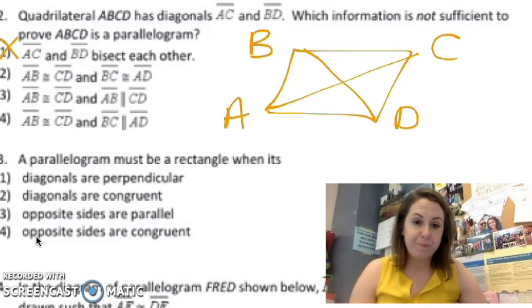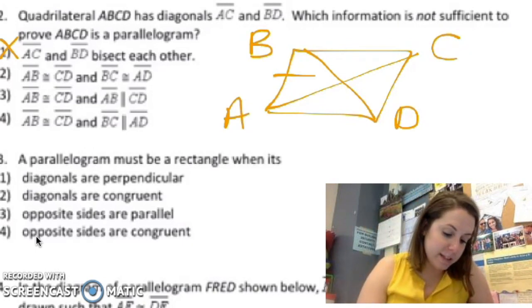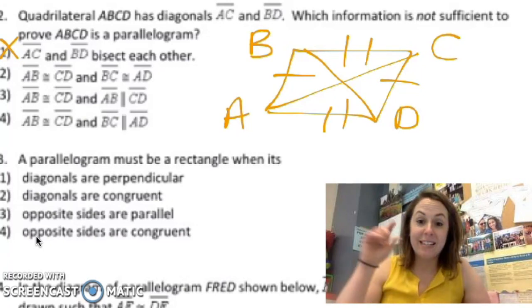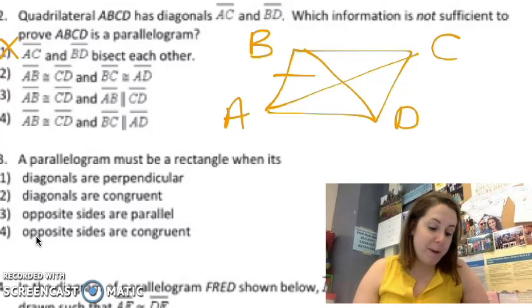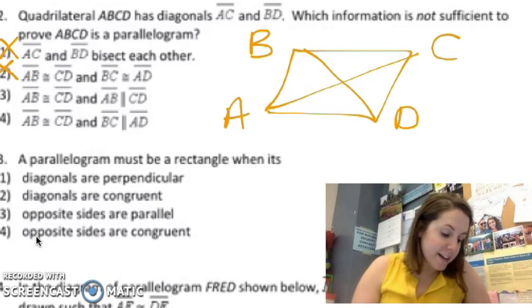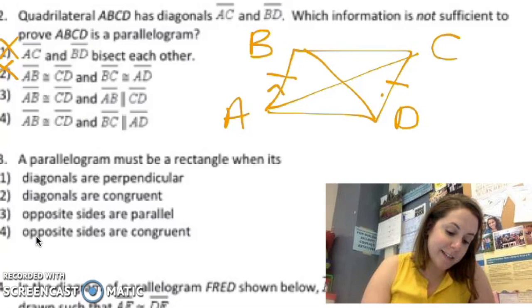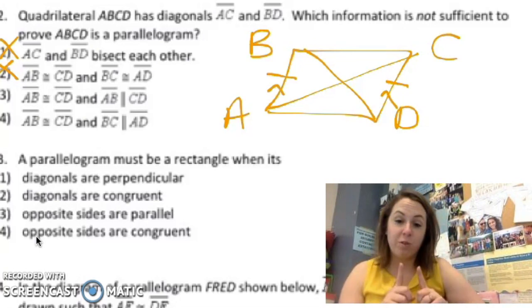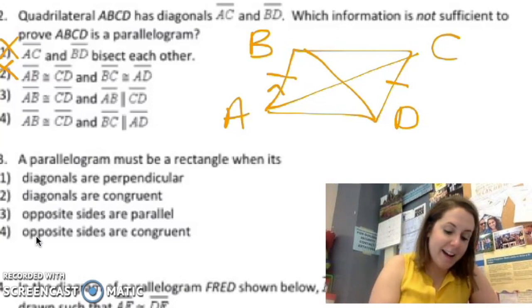So one would work, and it says which would not work. 2, AB is congruent to CD, and BC is congruent to AD. Well, that says opposite sides congruent, and that is a property of parallelograms, so that's gone. Okay, the next one, AB is congruent to CD, and AB is parallel to CD. Well, if you have one set of sides congruent and that same set of sides parallel, that does in fact prove that it is a parallelogram.